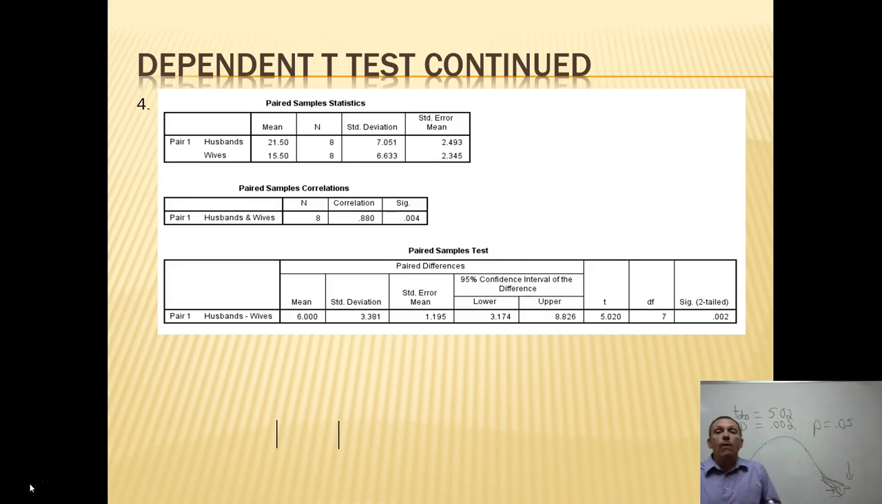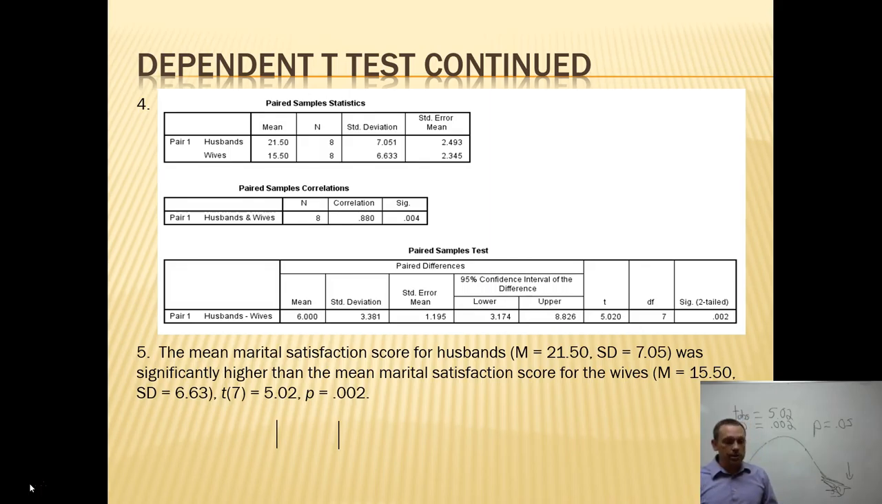Now, how do we write that up? I don't want you to just tell me there is a significant difference. I am looking for you to tell me what that significant difference is. So a sample write-up, as we're moving a little further, by the time you get here face-to-face, we're going to have a more full-blown APA write-up. But what I'm looking for is something like this. The mean marital satisfaction score for husbands, and then I want you to give me their values, was significantly higher than the mean marital satisfaction score for the wives, and then give me their values.